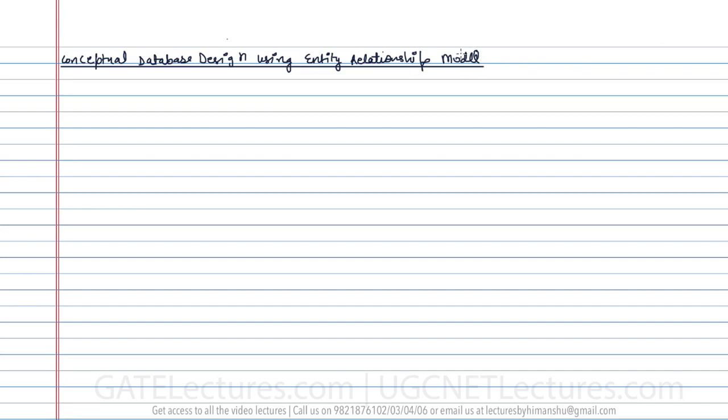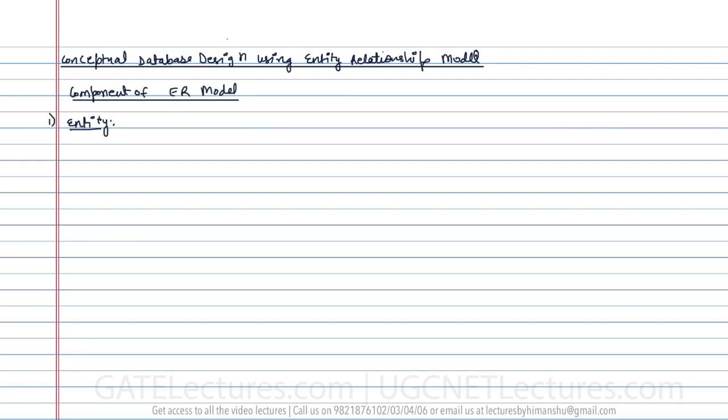In the conceptual database design, first of all, we have to study what are the different components of ER models. These components act as the basic terminologies which we use throughout the ER model. You must have studied these terminologies before. So the first terminology is called the entity. What exactly is an entity?